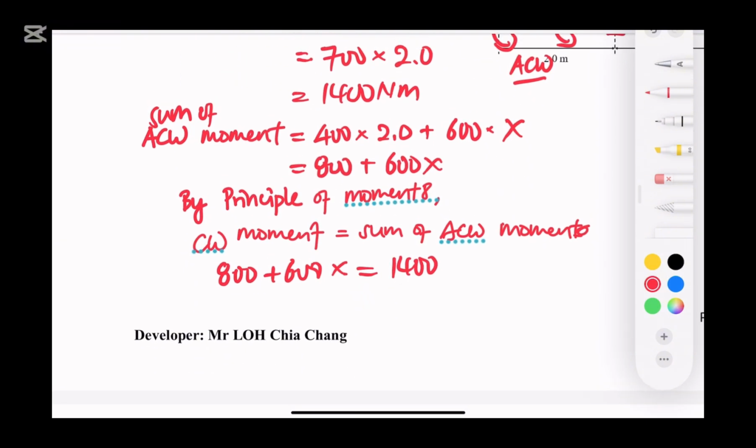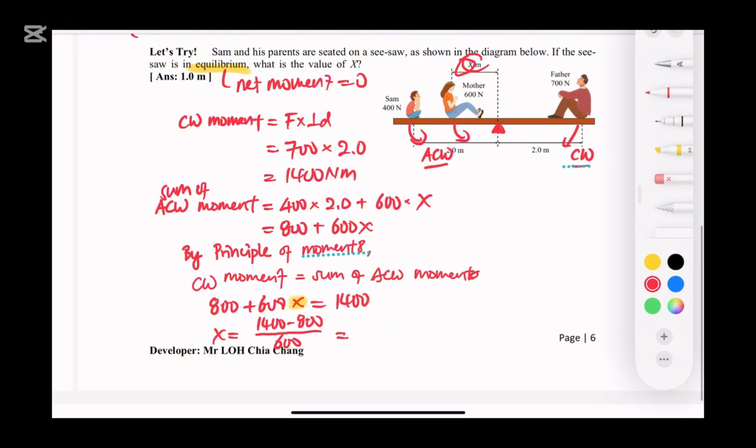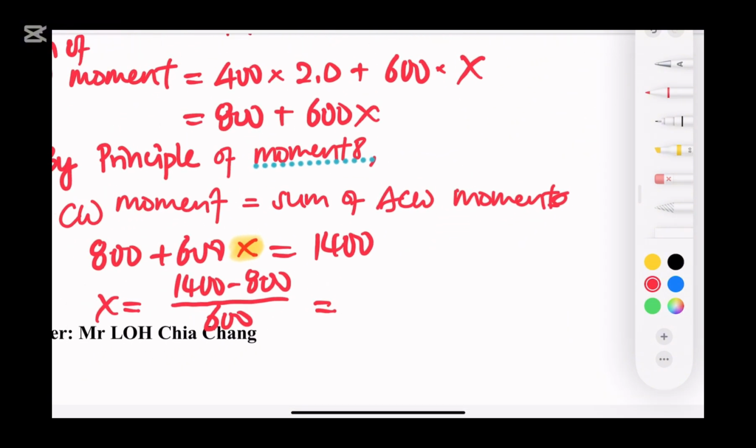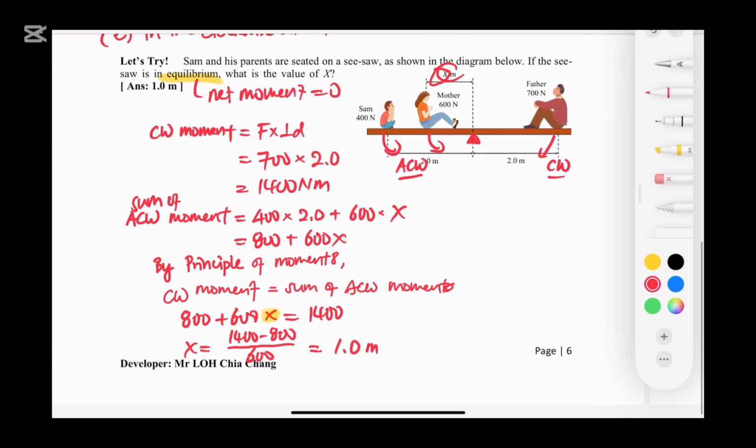Okay, so now you have a basic algebra, one unknown equation. The usual way to go about it is you shift the 800 over to the other side, minus, and then you divide it by 600. In this case, 1004 minus 800 happens to be 600. So it is 1.0 meters. And there you have it, right? The mother is seated 1.0 meters away from the pivot of the seesaw.